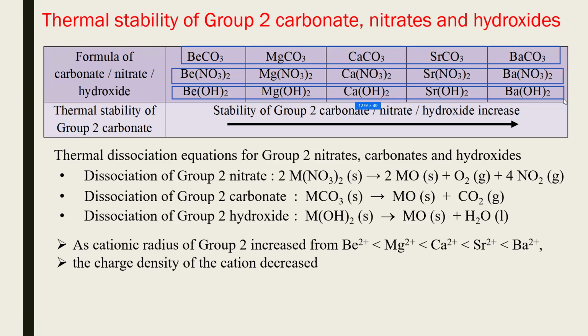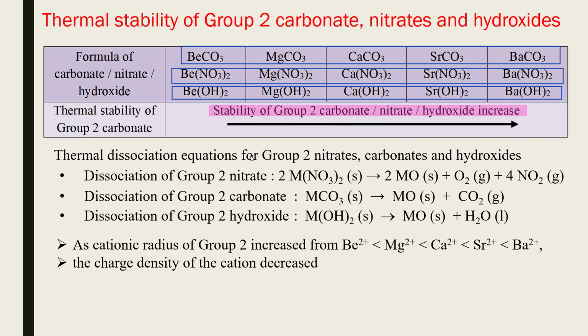No matter whether we are discussing carbonates, nitrates, or hydroxides, all of them share the same trend. So what is the trend of the thermal stability when going down the group 2 compounds? We say that the stability of the group 2 carbonate, nitrate, or hydroxide increases going down group 2.